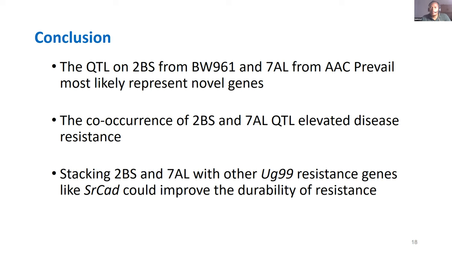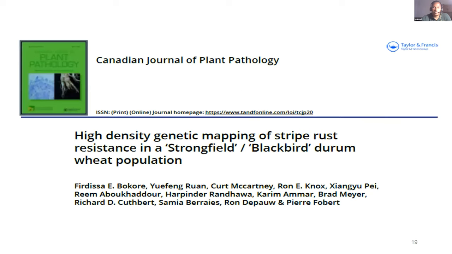So the conclusion is that the 2B QTL from BW961 and the 7A QTL from AC Percival most likely represent novel genes, and their co-occurrence, in fact, has elevated disease resistance. And stacking these two QTL with other genes, especially like SR-CAD, which was also identified in the Canadian wheat line AC Cadillac, could improve the durability of resistance. So improvements can be made in our germplasm still. That's the message for this one.